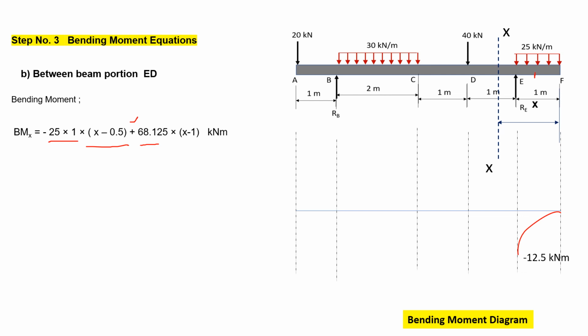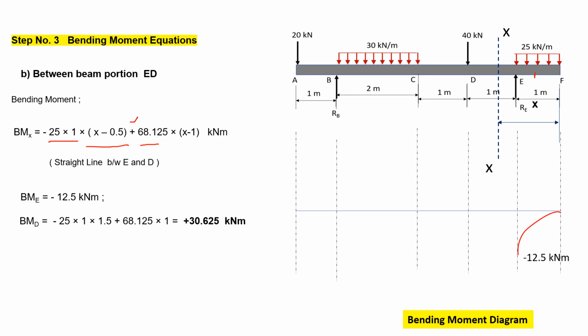So this is the way we have to develop the equation for the bending moment, and since the maximum degree of x is 1, it is a straight line between E and D. The bending moment at E will be minus 12.5, and for the bending moment at D you have to put the value x equal to 2. So we are getting bending moment at E equal to minus 12.5 kilonewton meter and at D plus 30.625 kilonewton meter. It is a straight line diagram, however it will be inclined because it is moving from minus 12.5 to plus 30.625.